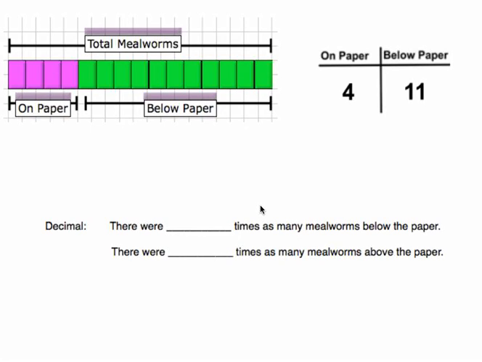Welcome! In the last video we expressed the relationship between the number of mealworms on paper and below paper as a part-to-part fractional relationship. We're going to be using our understanding of that relationship to now express it as decimals and percentages.